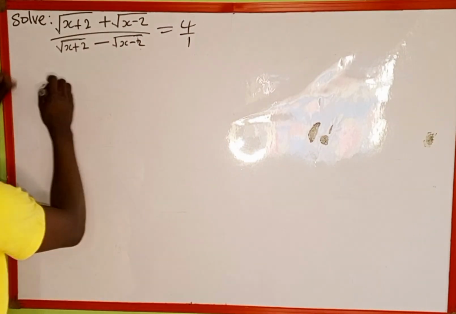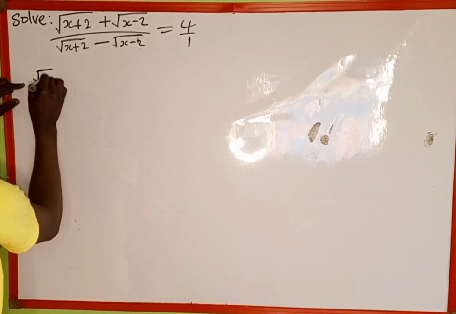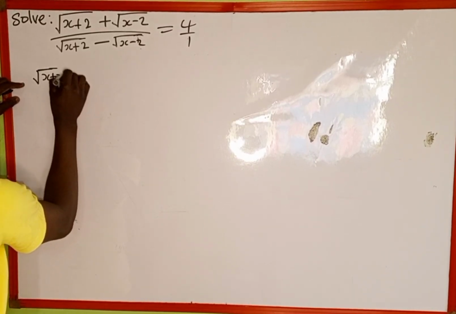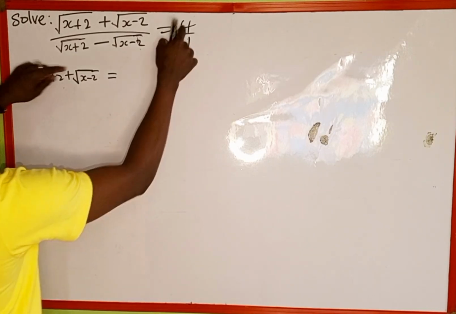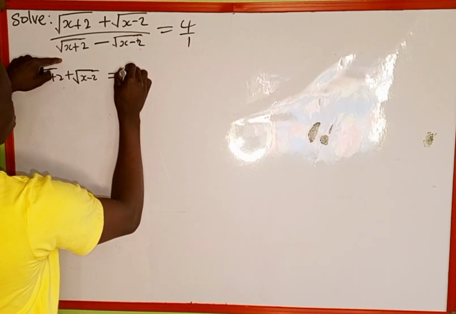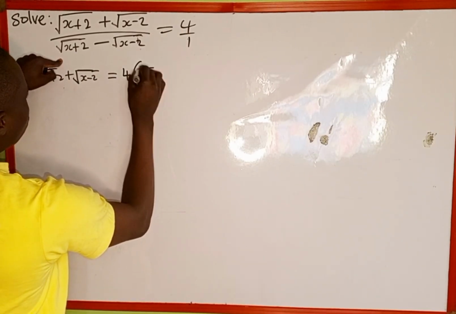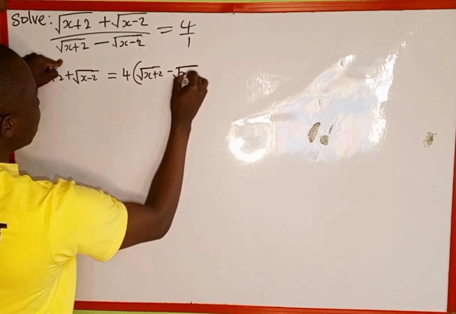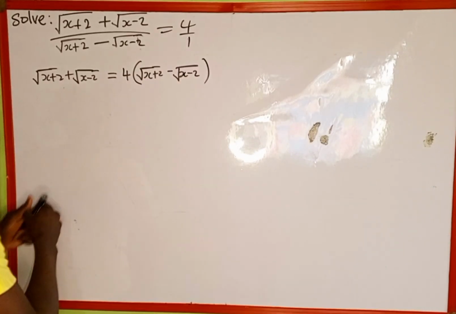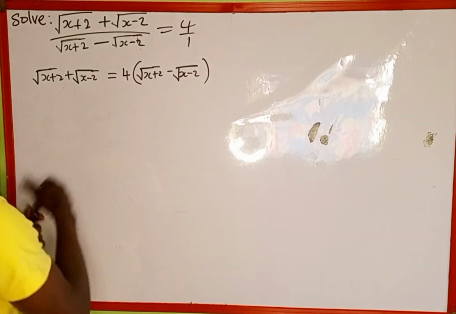Then that 1 multiplied by the whole of this is the same as root of x plus 2, plus root of x minus 2, which is going to be equal to 4 multiplied by the whole of this, which is 4 into root of x plus 2, minus root of x minus 2. So the next thing we're going to do is to distribute this 4 into the bracket.